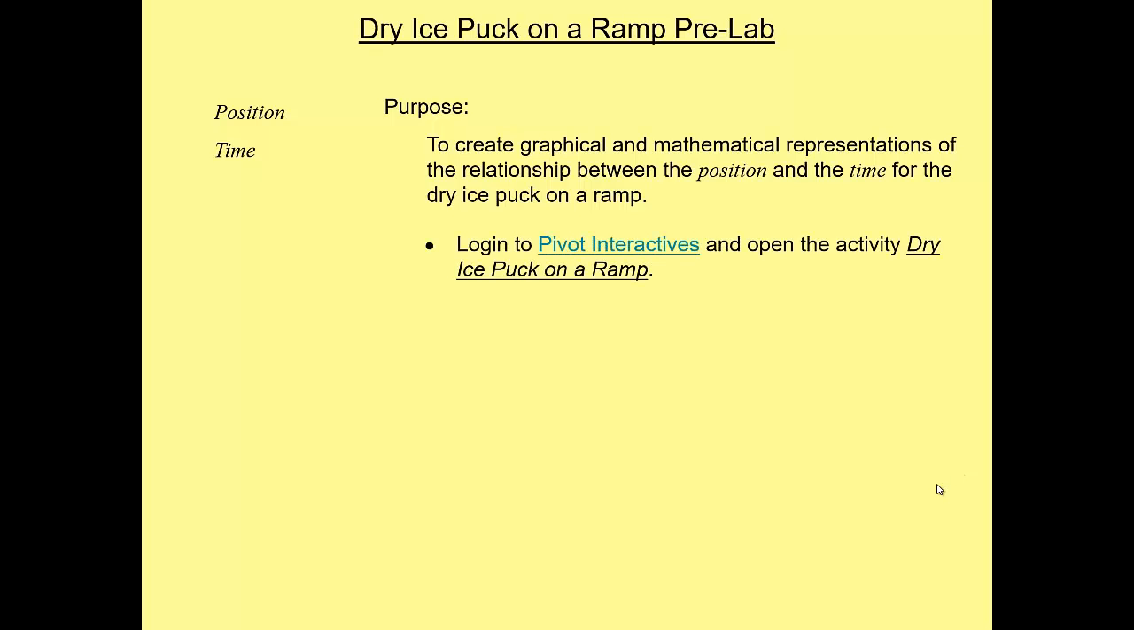You're going to log into Pivot Interactives, and of course there'll be a link for this in the schedule sheet for this unit. You're going to open the activity called Dry Ice Puck on a Ramp. There will be other activities listed there. One of them is the one we just did, and the Newton's third law ones. And then there's a couple that were for online people previous to this that you don't need to bother with.